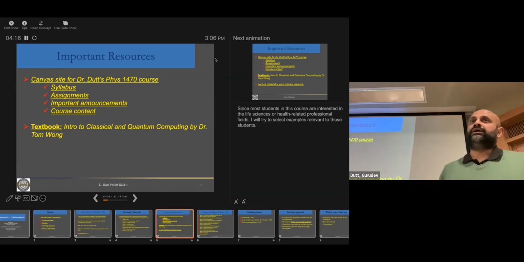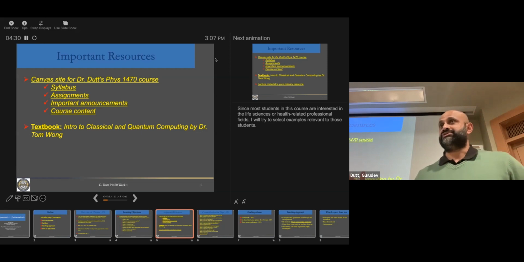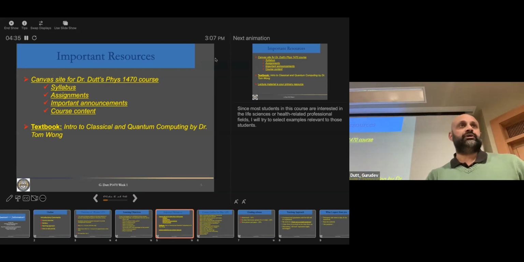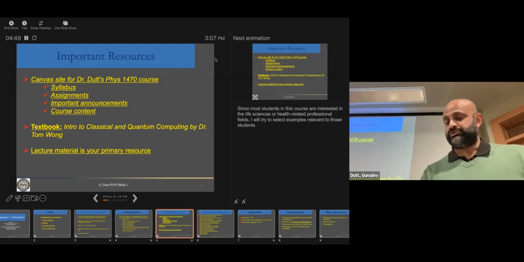Okay, the textbook for the class is Introduction to Classical and Quantum Computing by Dr. Tom Wong. There's a free PDF available online, so you're welcome to just use that. I like the printed copy. There's a printed copy, which is very cheap, $15 or something. You can get it from Amazon or from our bookstore. It should be in the bookstore, I think. It was supposed to be there. I don't know if it's shown up yet over there. But yeah, so you can get that pretty easily and cheaply. But of course, I'm going to be drawing from other sources as well, not just this textbook. So your primary material should always be the lectures and the lecture notes and so on.